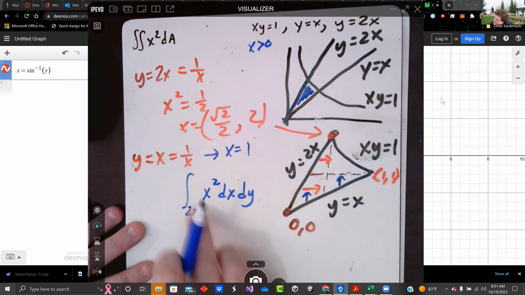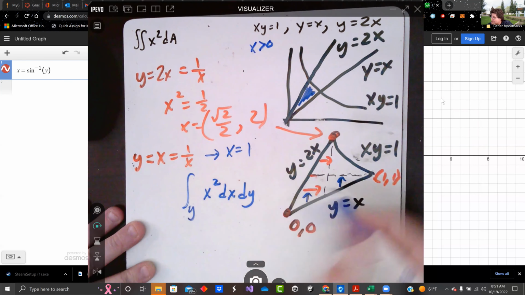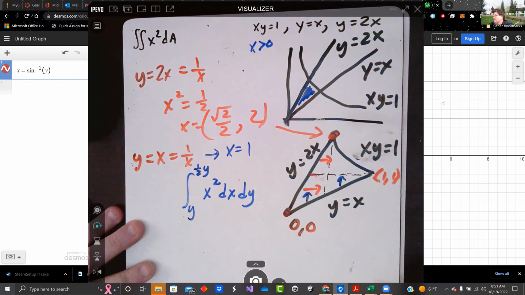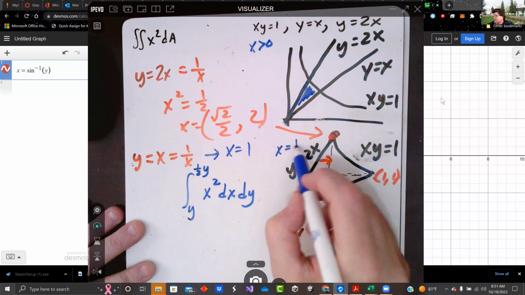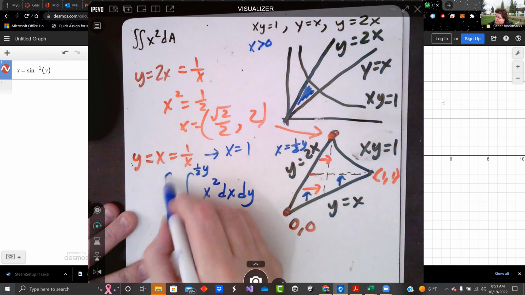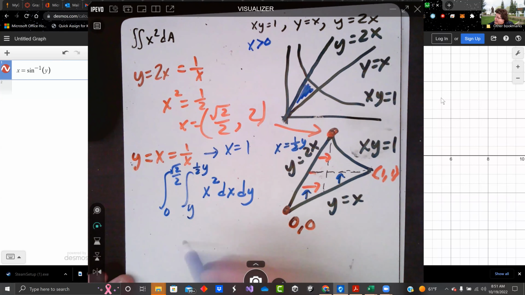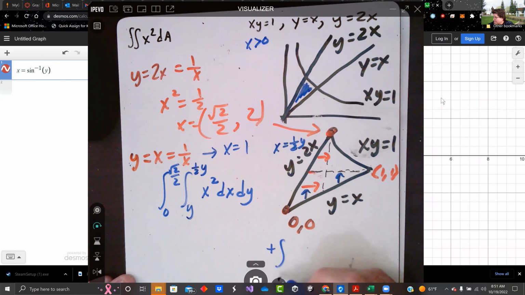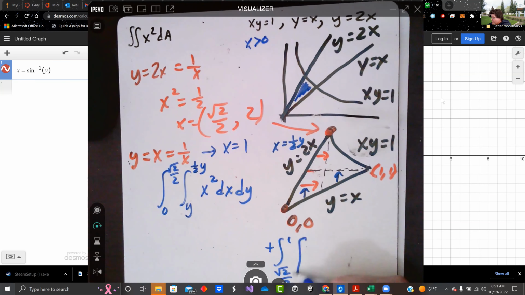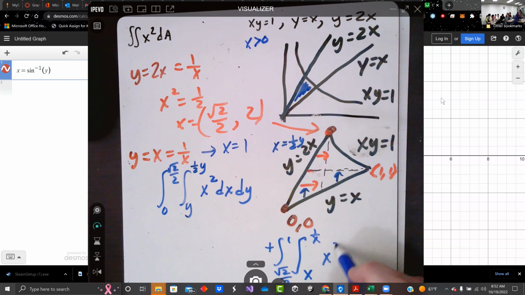Nope, I'm doing dx. What am I doing? Going upwards. So x equals y to x equals 1/2 y, and that's y from 0 to √2/2. And then I'm going to add this one, √2/2 to 1, and we're going from y equals x up to y equals 1/x.